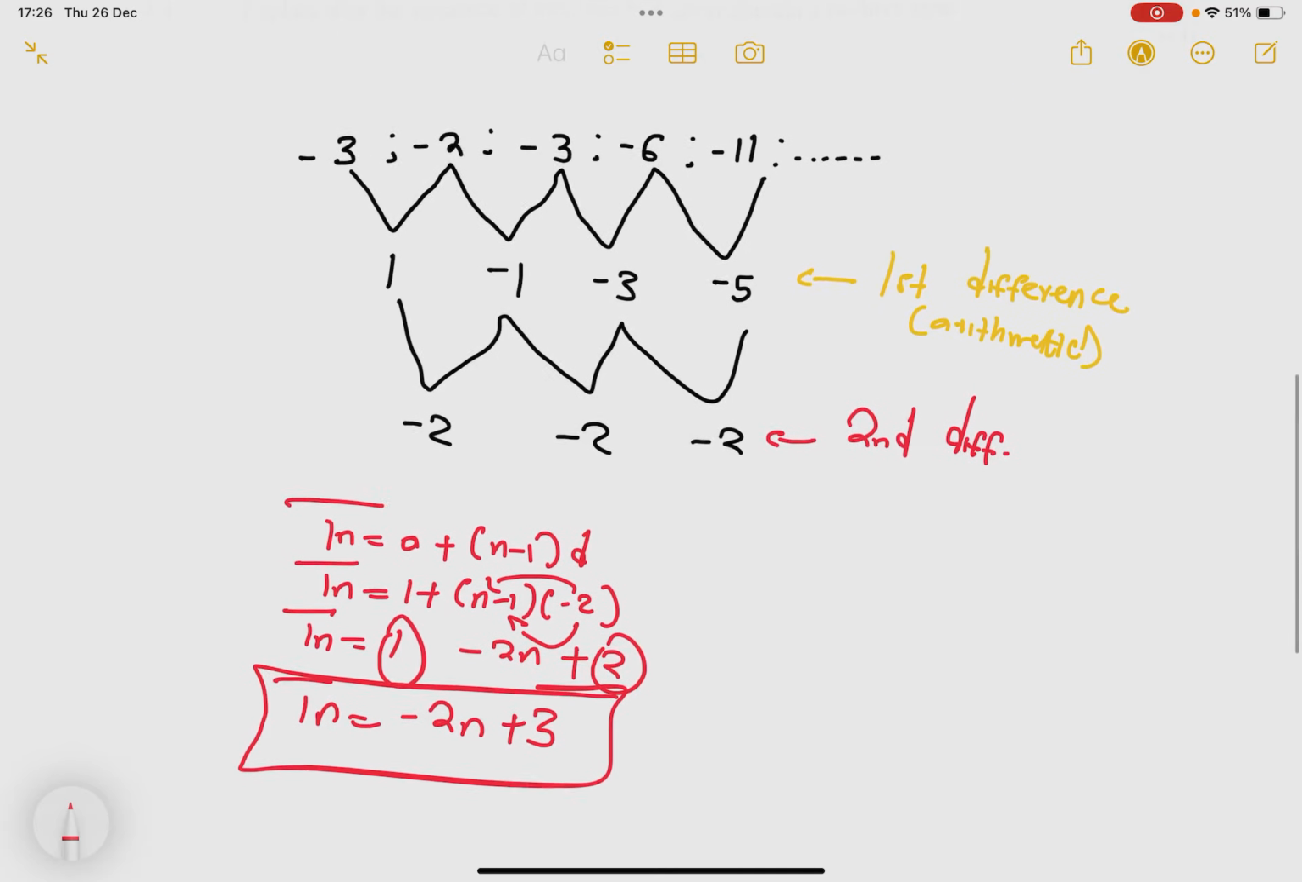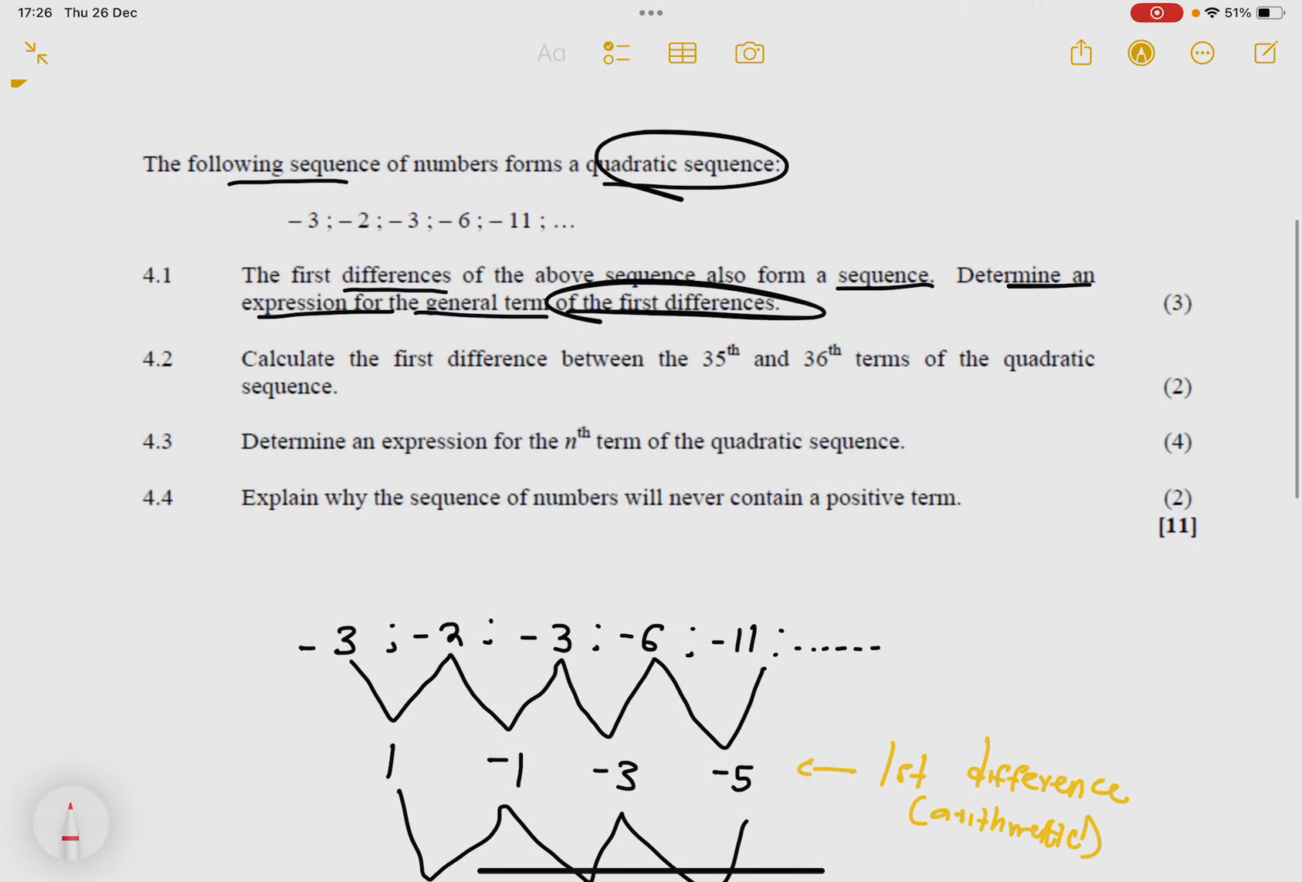And now let's look at the second problem, right? The second problem says we need to calculate the first difference between the 35th and the 36th term of the quadratic sequence. Oh, okay. Let me show you something, guys.